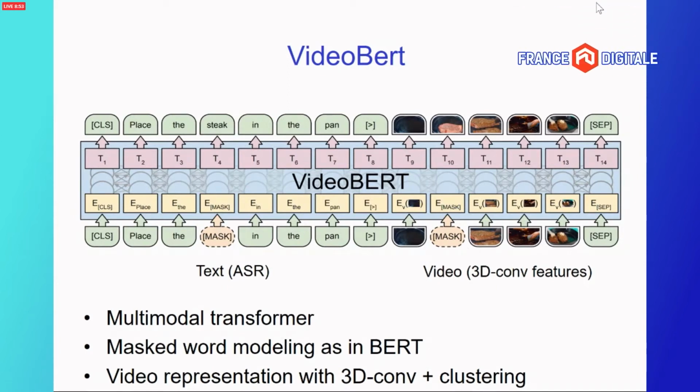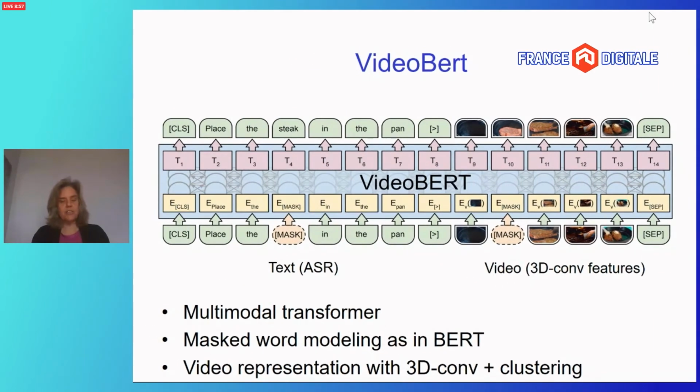Our approach is a multimodal transformer, which measures the correlation between text features and video features. We use a masked BERT modeling approach, as in the BERT model. And here we extend this to video features by doing tokenization of the video features with clustering.